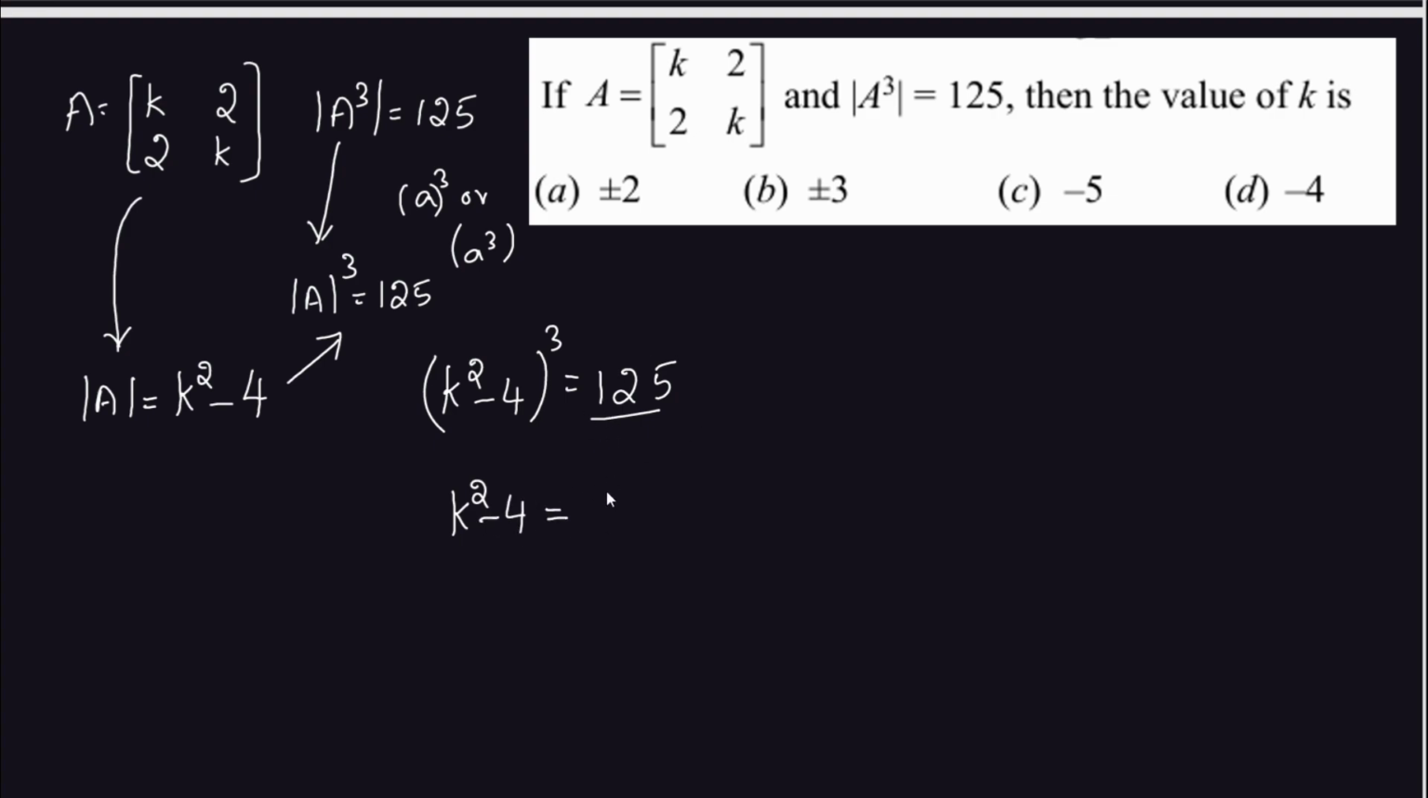And here cube root of 125 is 5. So k² is equal to 5. If I put 4 to the RHS, it becomes 5 plus 4, 9. So what is the k value? Square root of 9 is plus or minus 3. That is option B.